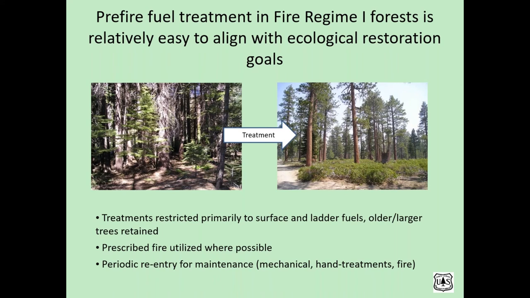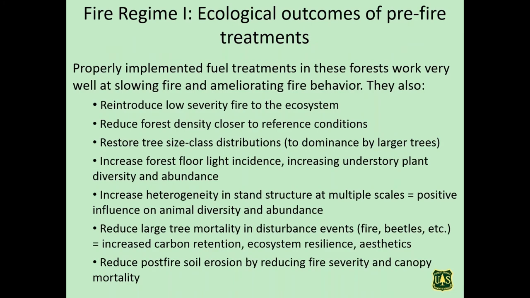So ecological outcomes in pre-fire treatments, they reintroduce low severity fire, i.e. restoring the main process that was missing. We reduce forest density to reference conditions. You're restoring tree size class distributions. You're increasing forest floor light incidence, which increases understory diversity. You increase heterogeneity, which benefits animal diversity, and so on.